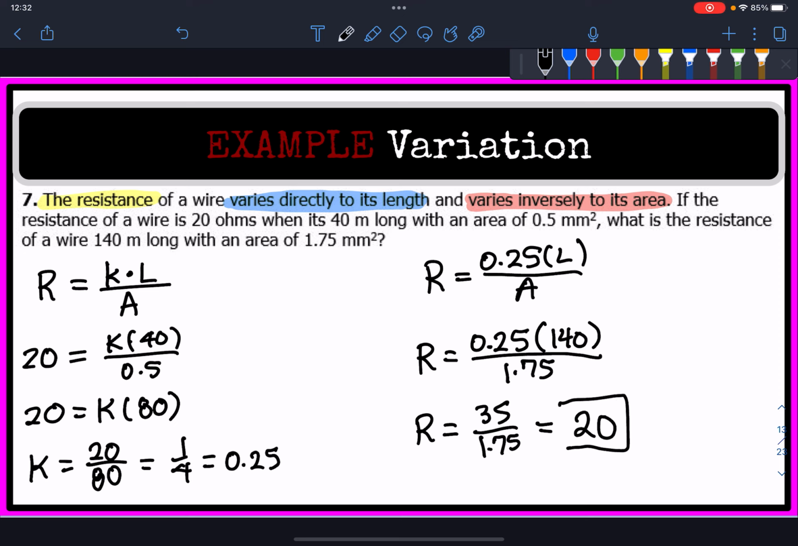And it's just pure coincidence that we get the same answer on the last two as what we started with in the beginning. Normally that doesn't happen. But this is the way we would get the new resistance, and I could continue using this formula to get the resistance for a wire with a different length and a different area.